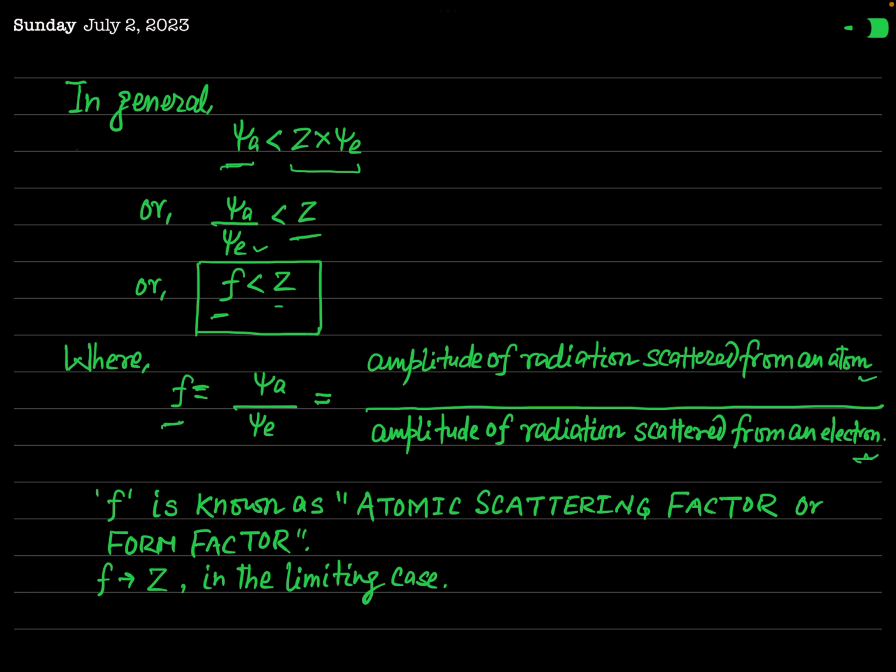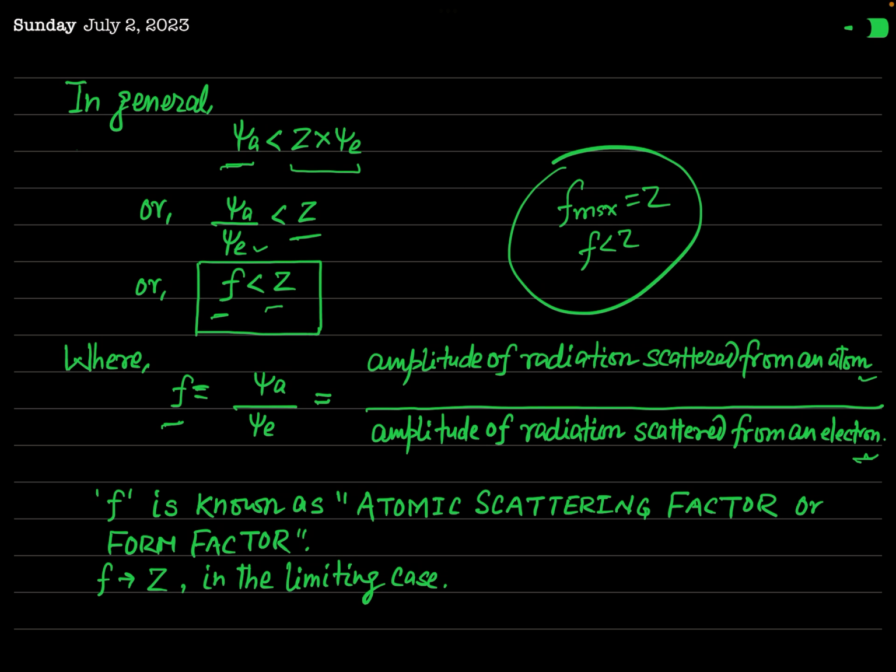And as I have told you, in general F is less than Z, but you will see at the end of this lecture that in a particular limiting condition, F approaches Z. It means the maximum value of the form factor is equal to Z. But in general F is less than Z; only in a limiting condition may F approach the value of Z. So this is the basic definition of the form factor or the atomic scattering factor, and I hope you have clearly understood how to define it.